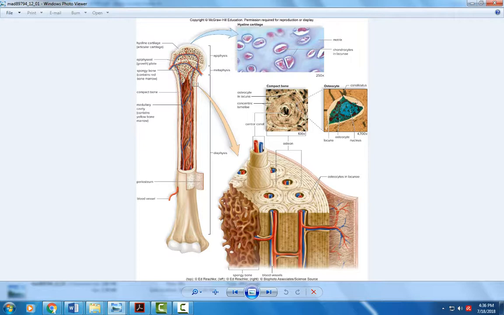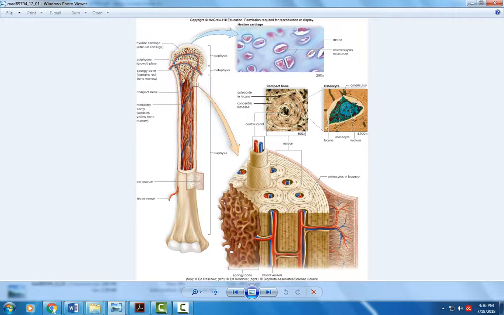We also see that there's an outer layer that covers bone. It's called the periosteum, so that's the outer layer of our bone. It contains living cells that work to increase the width of our bone and help to repair fractures if they should occur. So the periosteum is that outer covering on bone. Here's a blood vessel.